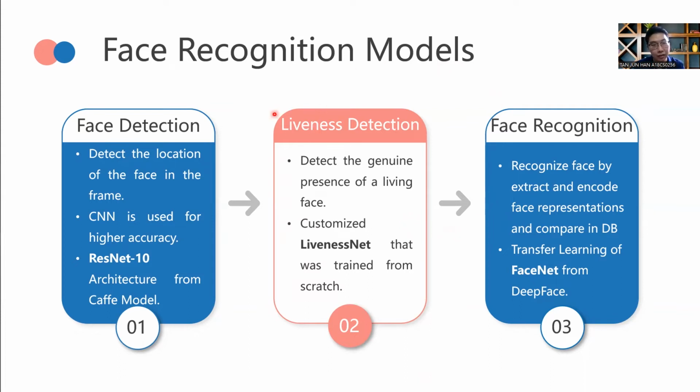After proving that this is a real face, we move on to face recognition, where it recognizes the face by extracting and encoding facial representations, like my eyes and my nose, and comparing them in the database. The results were not great initially, so transfer learning, or further training, was done using FaceNet to improve the performance.